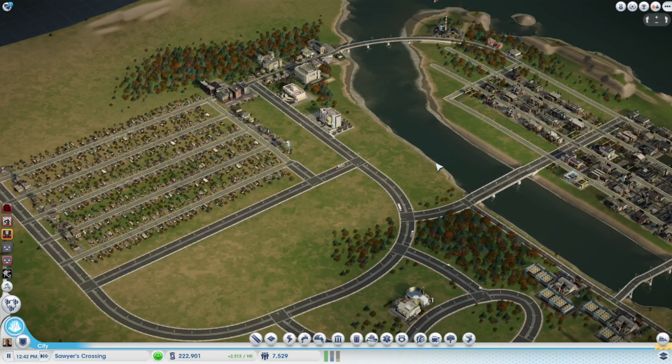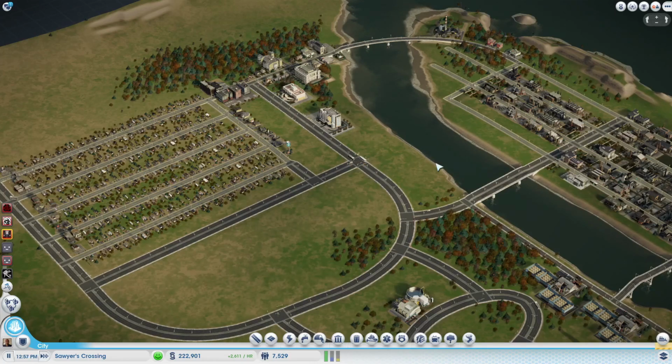Let's discuss zone density and let's discuss land value. Density and land value are the main factors that lead to the look and feel of your city. So if you're looking to have skyscrapers or if you're looking to have a large population, it's important to understand the concept and how to work with density and how to work with land value.